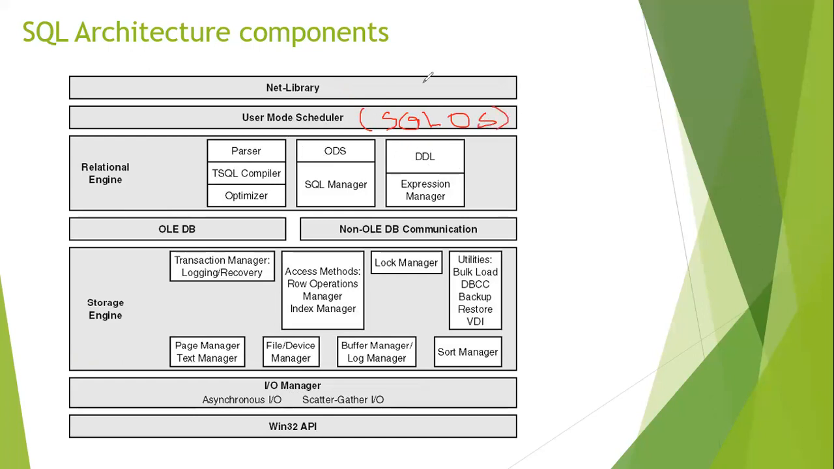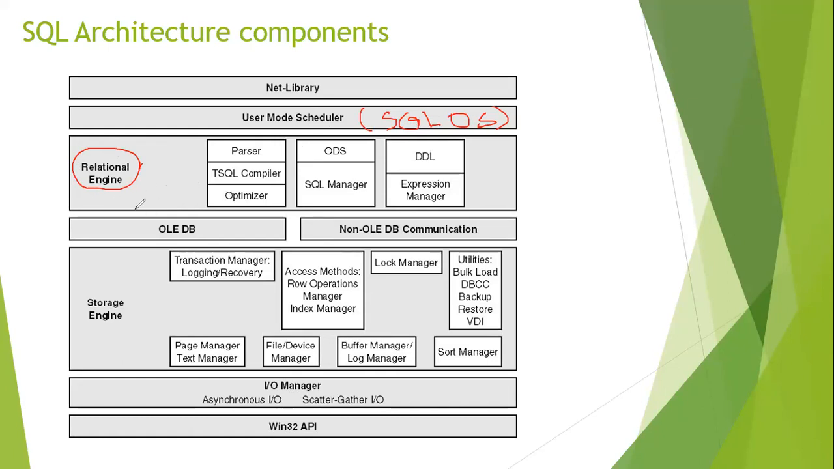Whenever you connect, it executes on some CPU. So we need UMS to execute the queries that we trigger, and the SQL operating system. Then the important thing is the relational engine. The relational engine is the main part of the SQL Server architecture, which helps execute your queries faster.